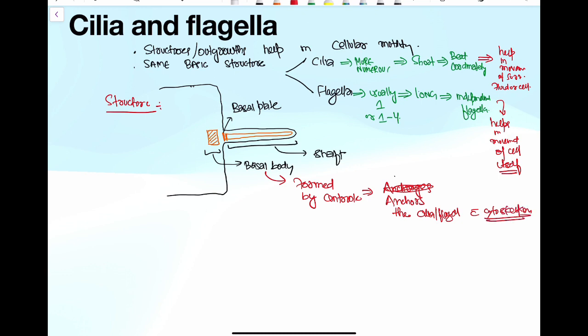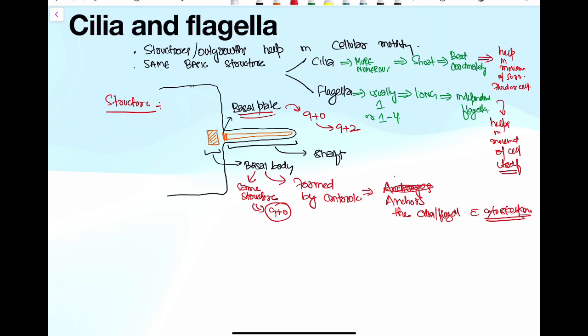Basal plate: an important thing, it has the same structure as the centriole, that is, the 9 plus 0 cartwheel arrangement. The basal plate is the area where the structure is changed. So it is the area of transition from 9 plus 0 to 9 plus 2. And the shaft has two things.